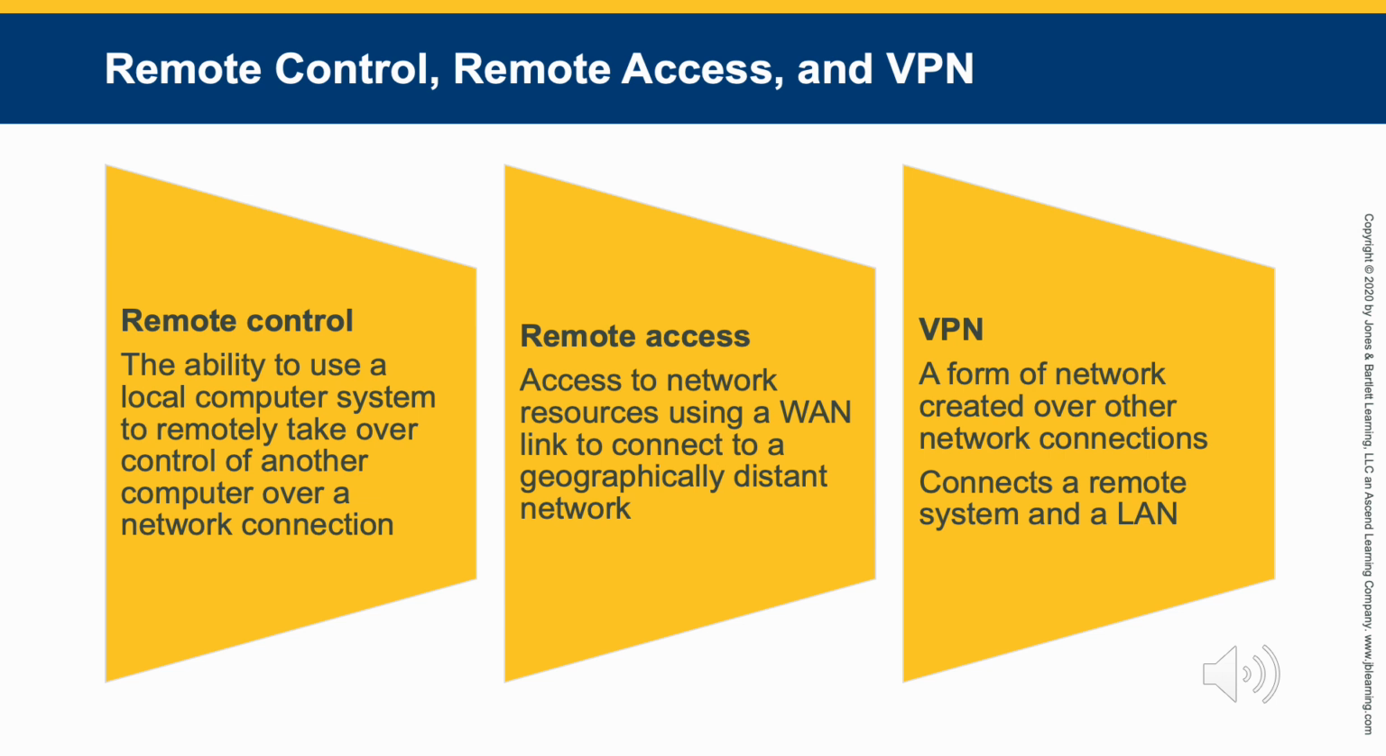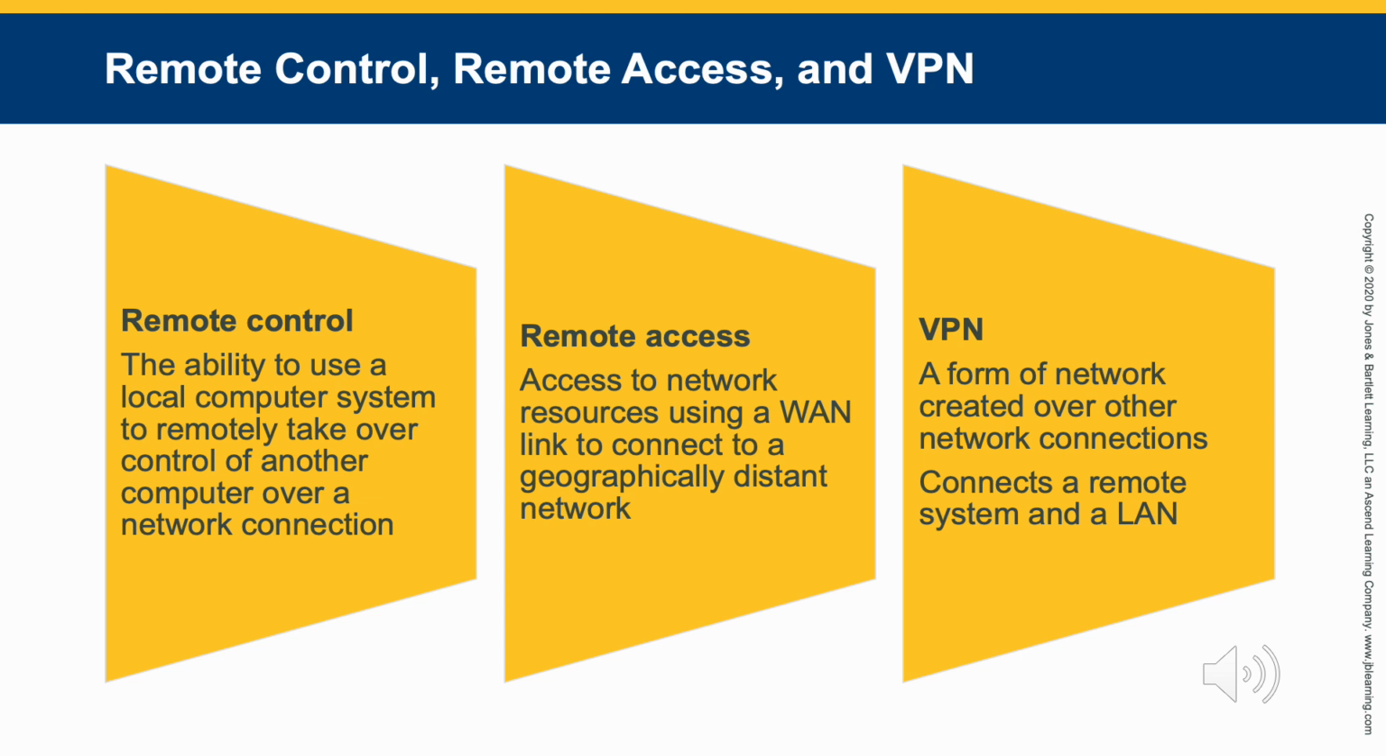Remote control, remote access, and VPN. Remote control is the ability to use a local computer system to remotely take over and control another computer over a network connection, and RDP, remote desktop, would be a good protocol. Remote access is access to network resources using a WAN link to connect to a geographically distant network. That would be like SD-WAN.